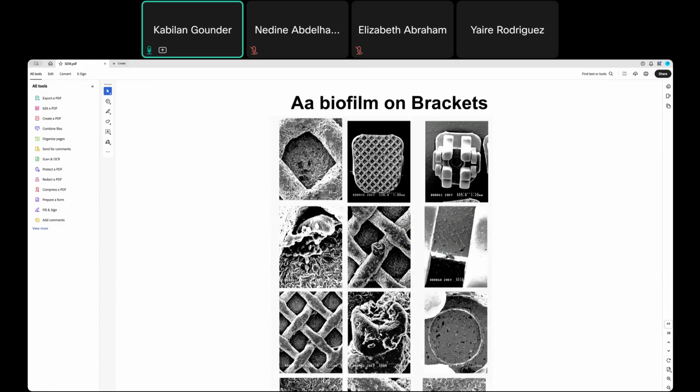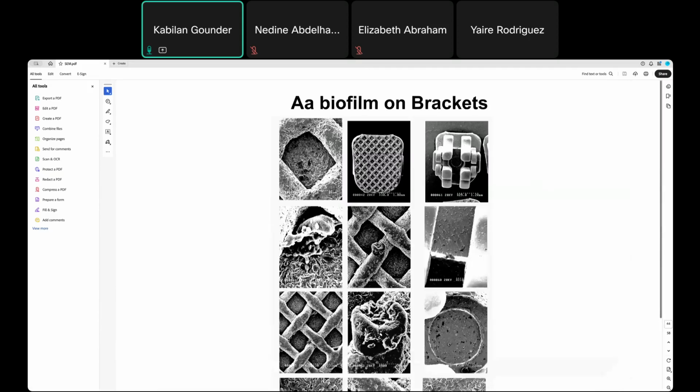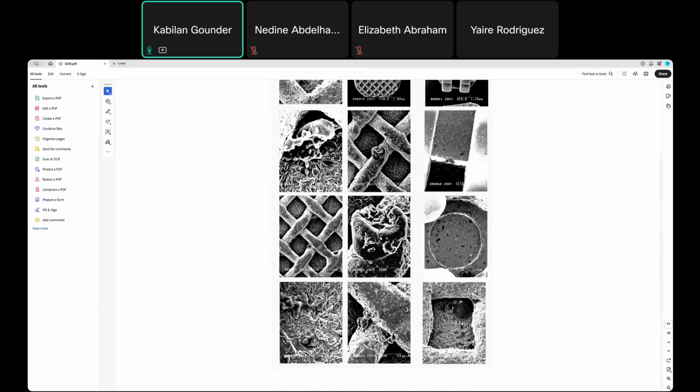So we did an in vitro study where we incubated these brackets with Aggregatibacter actinomycetemcomitans, and then you can see how the bacteria forms biofilm on the surface of these brackets. That also suggests the detailed structure of the brackets, as well as how the bacteria forms biofilm on these surfaces.